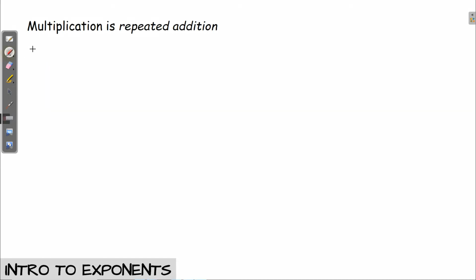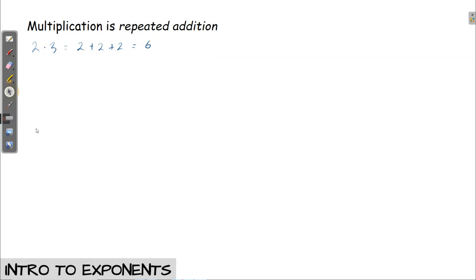In this video, we'll be introducing exponents. But let's go over what we already know. We already know that multiplication is just repeated addition. So to give you an example, if we have 2 times 3, that is basically saying you're adding 2 three times. So we get 2 plus 2 plus 2, and that is equal to 6.